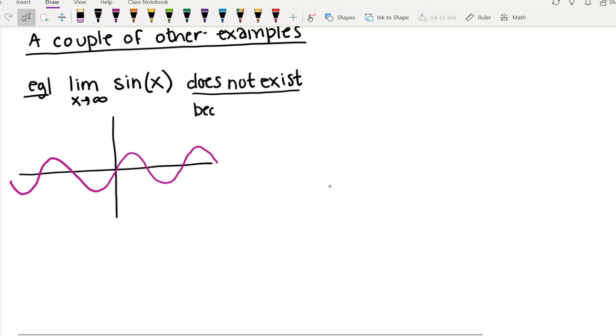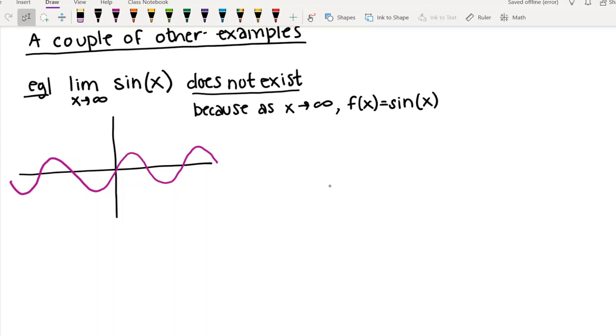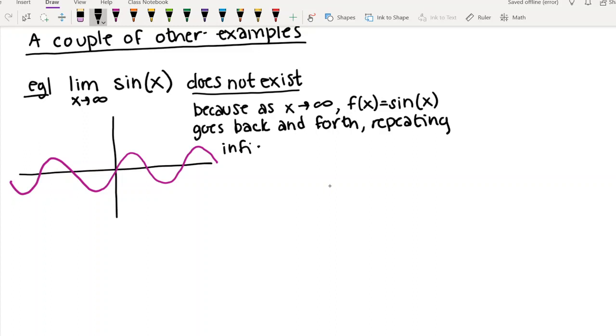So because as x gets larger and larger, so I'll use x right arrow infinity as an abbreviation for that, f of x equals sine of x goes back and forth, repeating infinitely, right? If you pull up the graph of sine of x on Desmos and scroll right, it's going to keep doing that same thing forever.